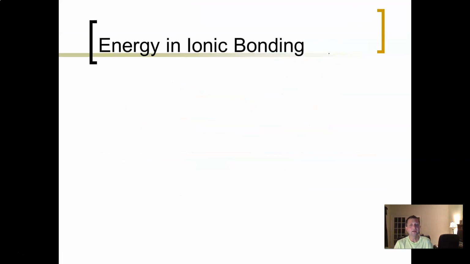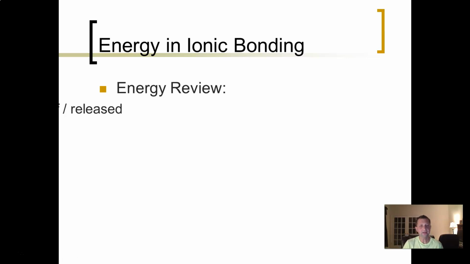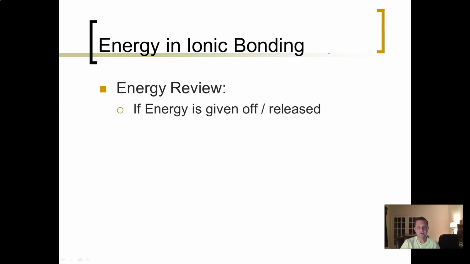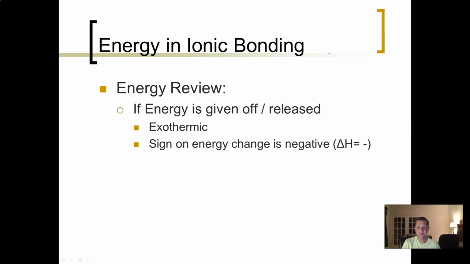All right. Okay, before we get into the Born-Haber cycle, one last thing. Quick review on energy. If you don't understand this, if you forget this from Chem 1, this is going to be a disaster. Okay, so if energy is given off or released, what does that mean? Like, where is that energy term going to be written? That's an exothermic process, and the sign on the energy change is negative. Okay, so your delta H or your delta E is negative.